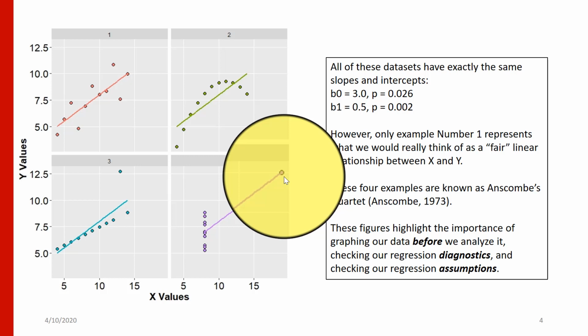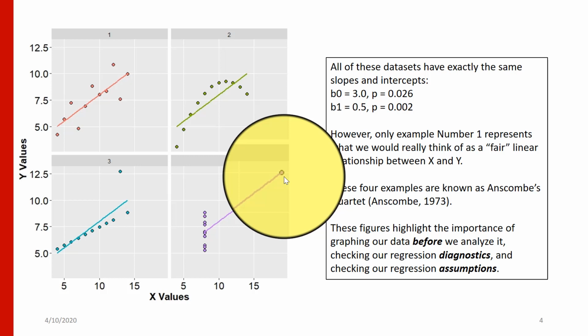So these figures were developed by a statistician named Anscombe, and are referred to as Anscombe's quartet, in a paper published in 1973. And these figures highlight the importance of always graphing our data before we analyze it, because graphs are a great way to quickly and easily understand some of the distributional assumptions of our data.